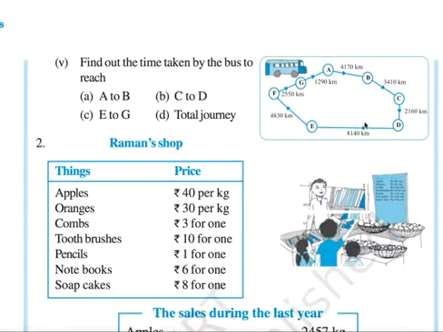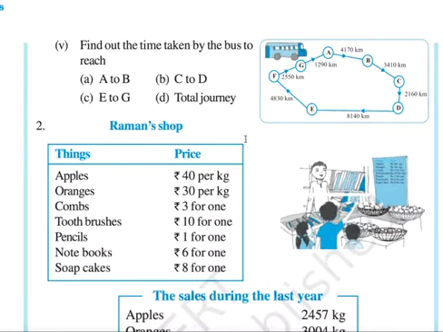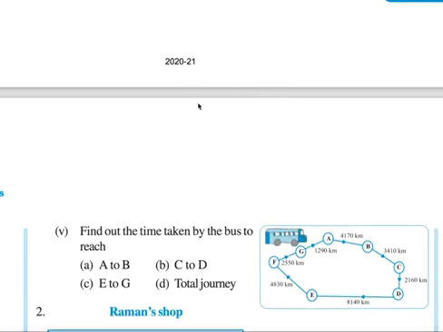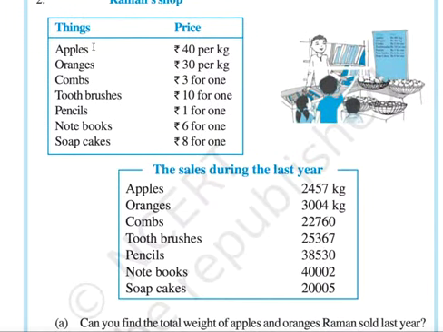Similarly you can find the BCD also. Raman's shop. Where is Raman's shop? Apples 40 per kg, oranges 30 per kg, combs 3 rupees for one, toothbrushes 10 rupees for one, pencils 1 rupee for one, notebooks 6 rupees for one, soap cakes 8 rupees for one. The sale during the last year: apples is this many kg, oranges is these many, combs these many.